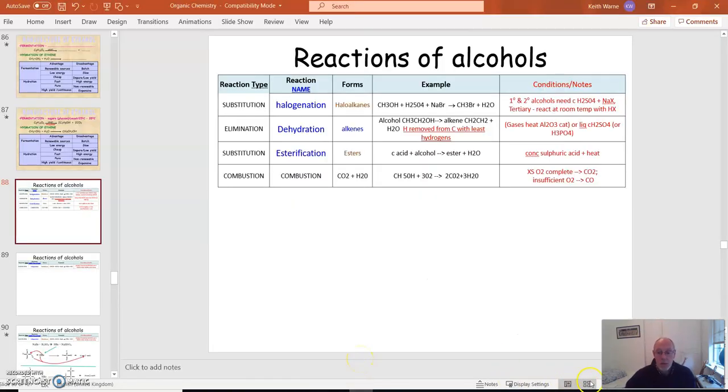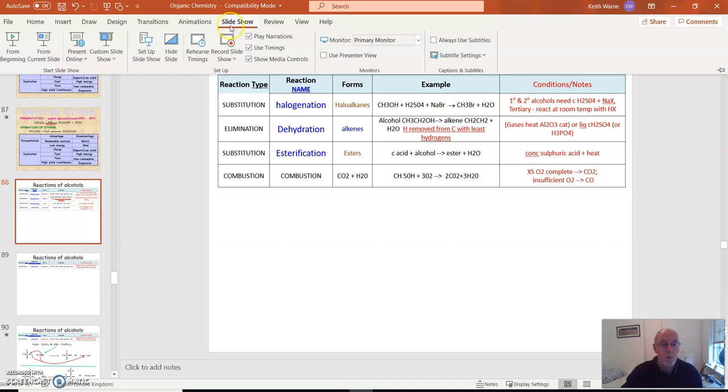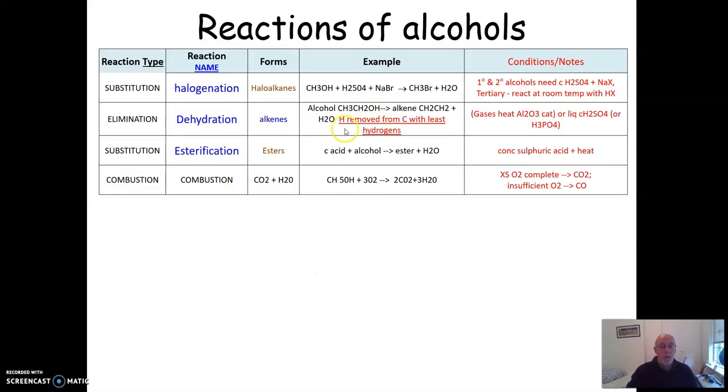So what I've done here on the PowerPoint is I've got a summary of all the reactions of the alcohols on this page here. You can have a look, so you can see that there's a number of different reactions that take place.